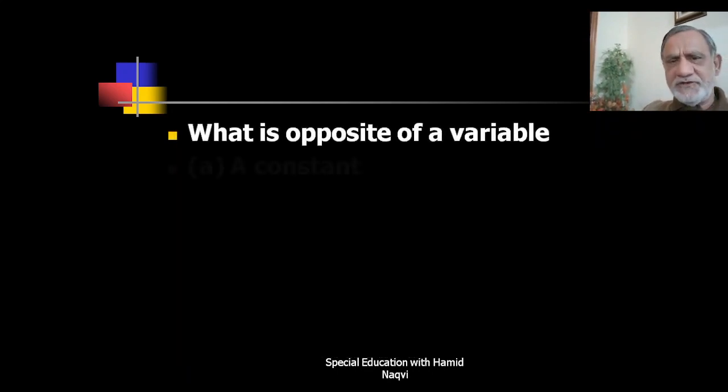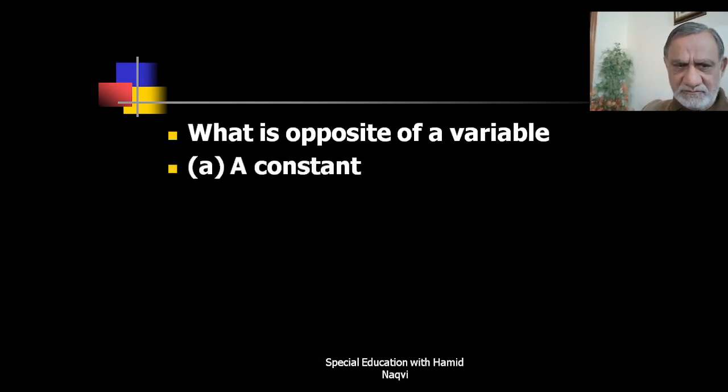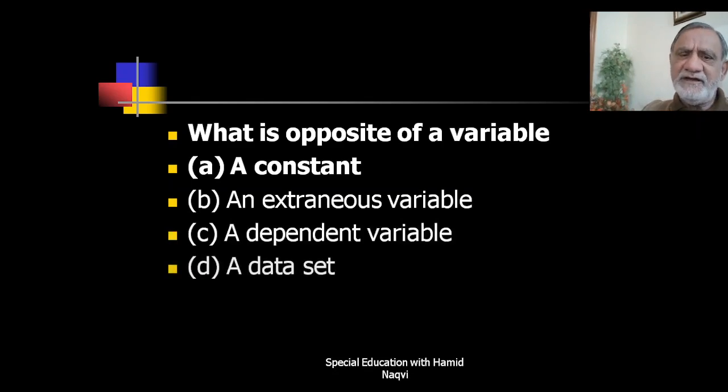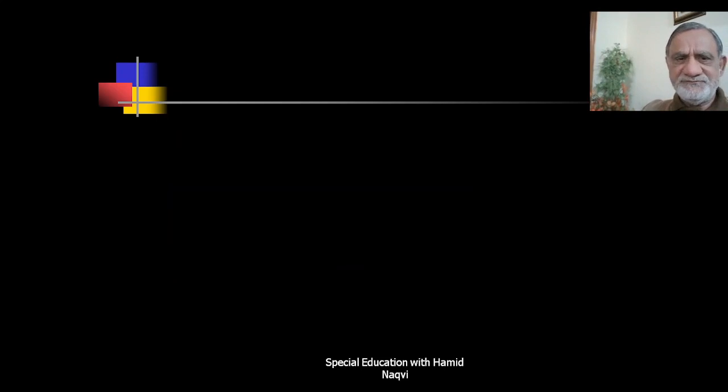What is the opposite of a variable? A constant, an extraneous variable, a dependent variable, or a data set. The correct answer is: the opposite of a variable is a constant.